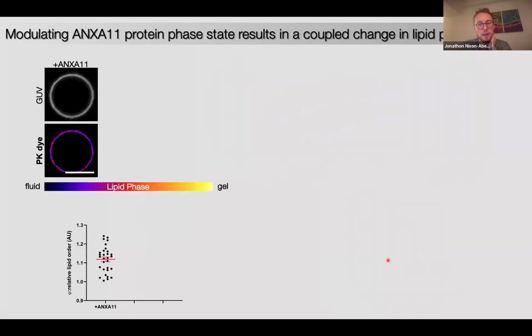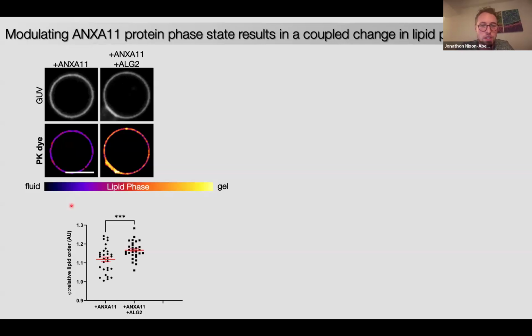And we do this in a very simple experiment where we take our lysosomal-like membranes, which we've preloaded with annexin and calcium. So the annexin's recruited to the membrane surface. And we can then add into this our two modulator proteins to alter annexin's phase state and read out the coupled changes in the underlying lipid using our PK dye. What you're looking at here first is just an annexin-coated GUV and its relative lipid phase state.